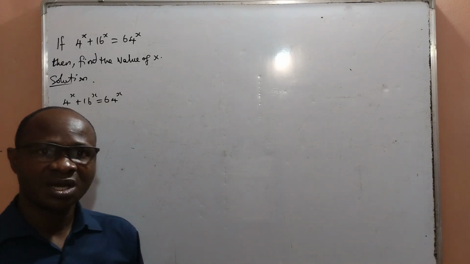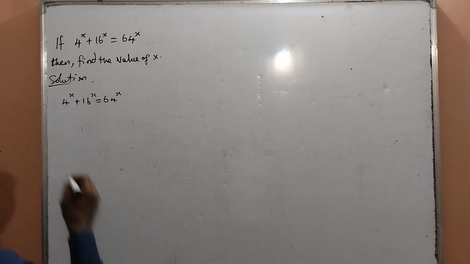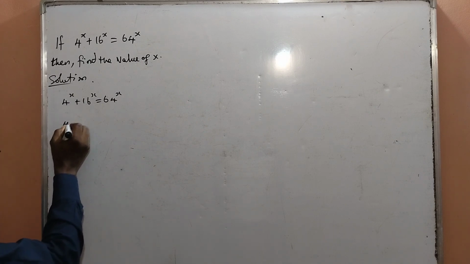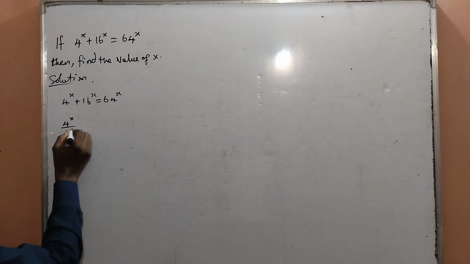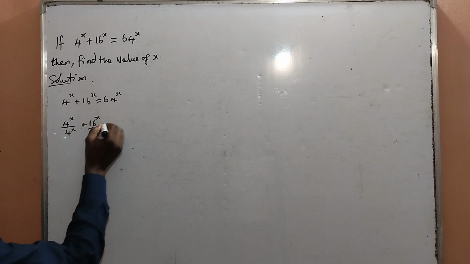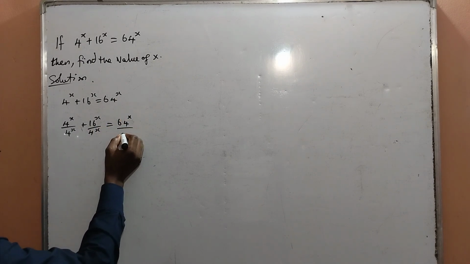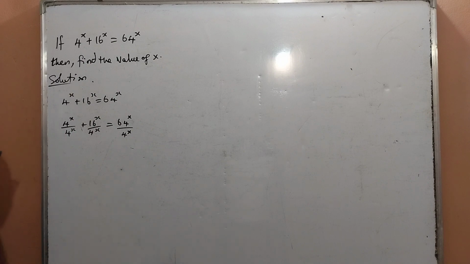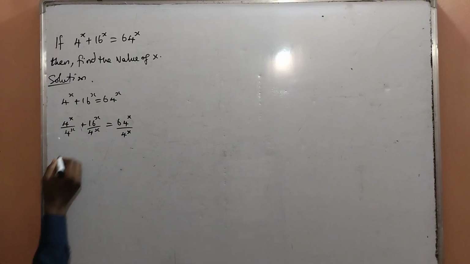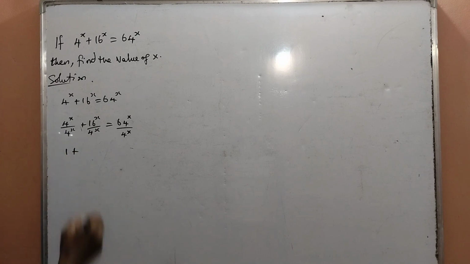the power x. The first thing I should do is to divide all through by 4 raised to the power x. That means I will have 4 raised to the power x over 4 raised to the power x plus 16 raised to the power x all over 4 raised to the power x is equal to 64 raised to the power x divided by 4 raised to the power x. From here, 4 raised to the power x divided by 4 raised to the power x will give me 1.